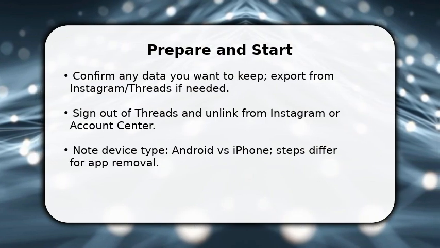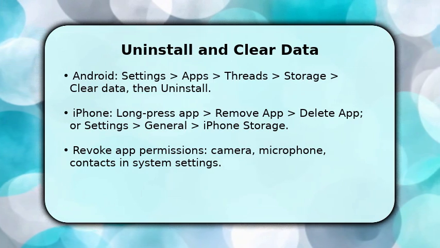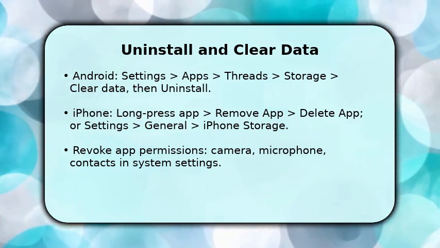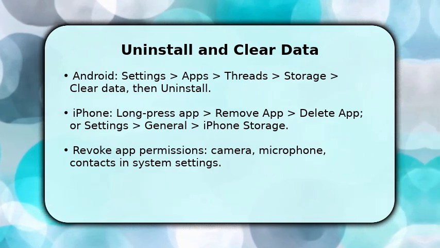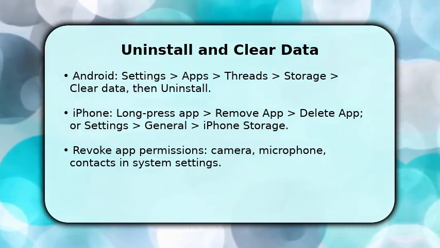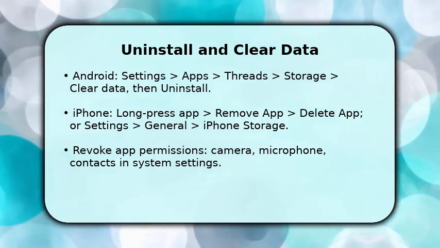On Android, open Settings, go to Apps, find Threads, clear storage and cache to remove local files, then uninstall. Clearing first ensures no leftover data. On iPhone, long press the icon and choose Delete App or go to iPhone Storage to offload and delete. That ensures app data is purged.